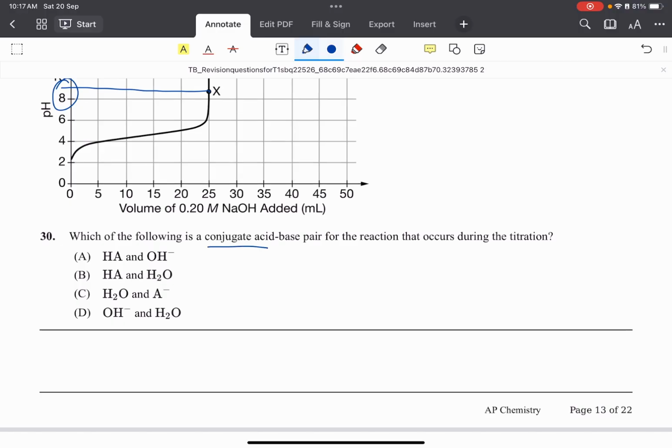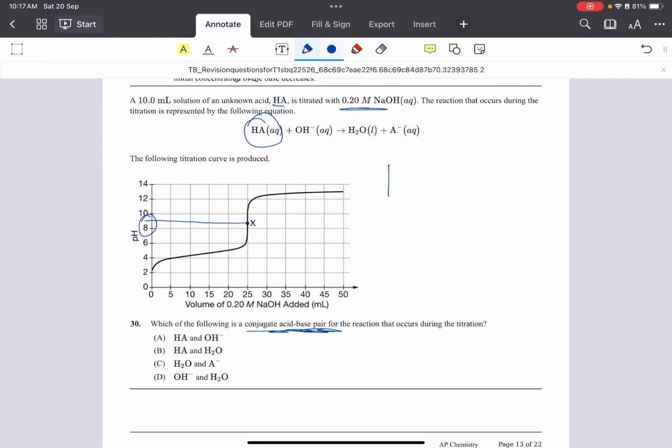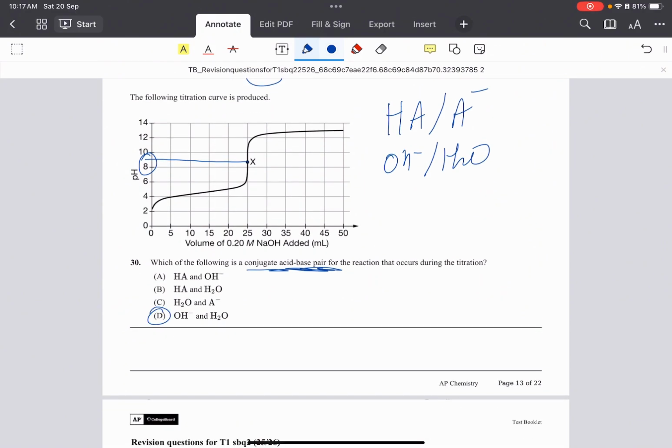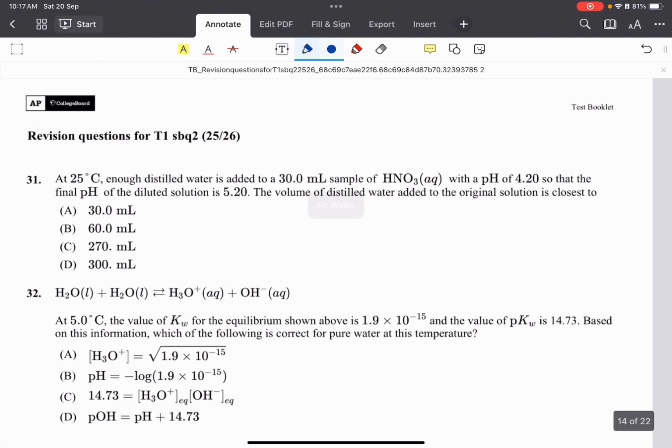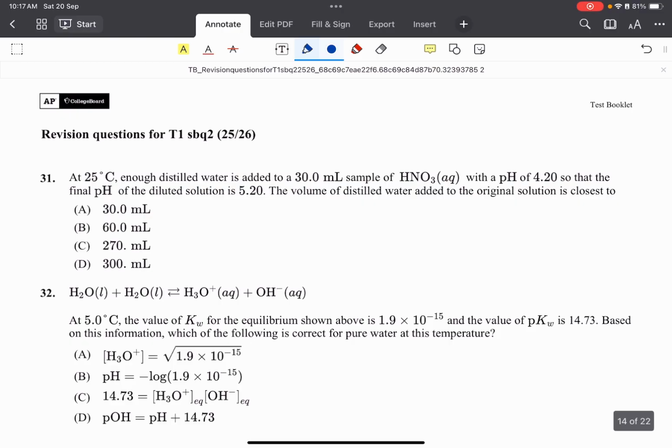Which of the following is a conjugate acid-base pair? HA, A minus, OH minus, H2O. So the correct answer is D. See, the question is not even related to titration.